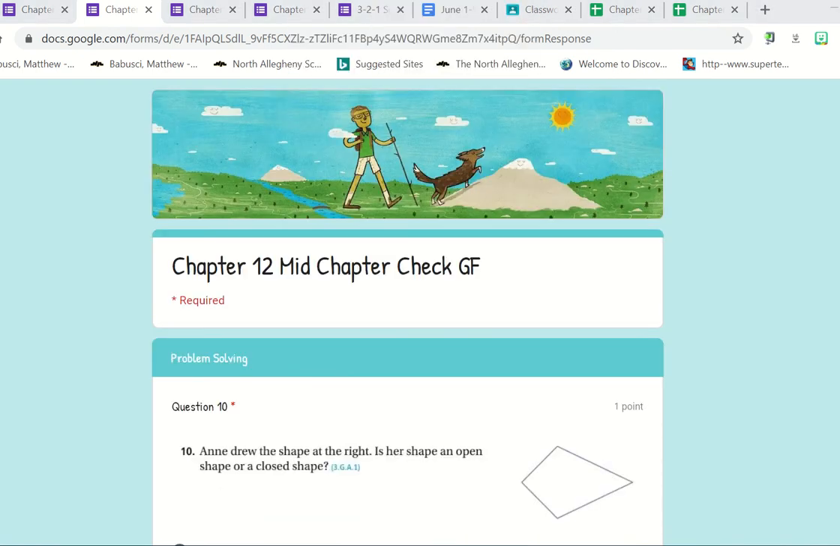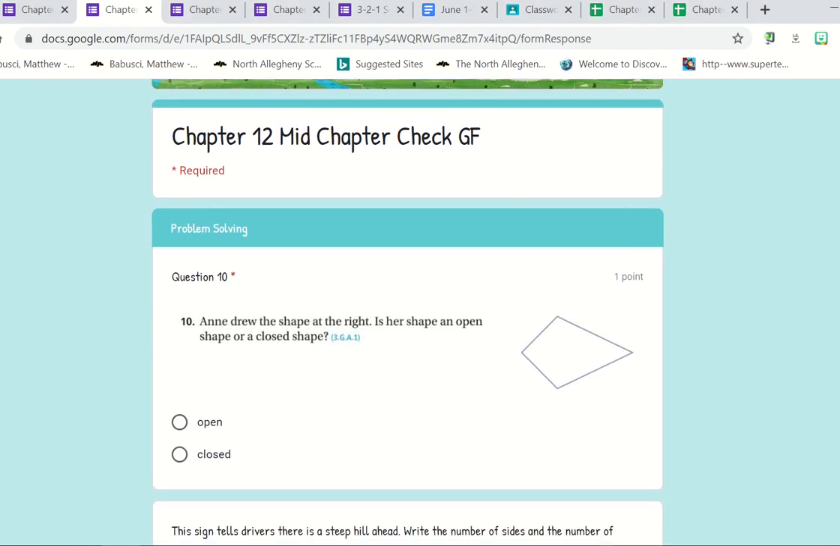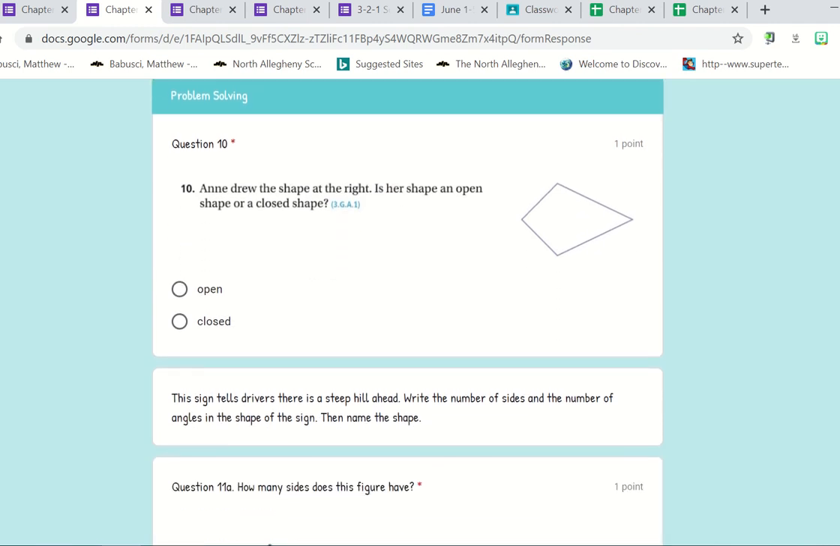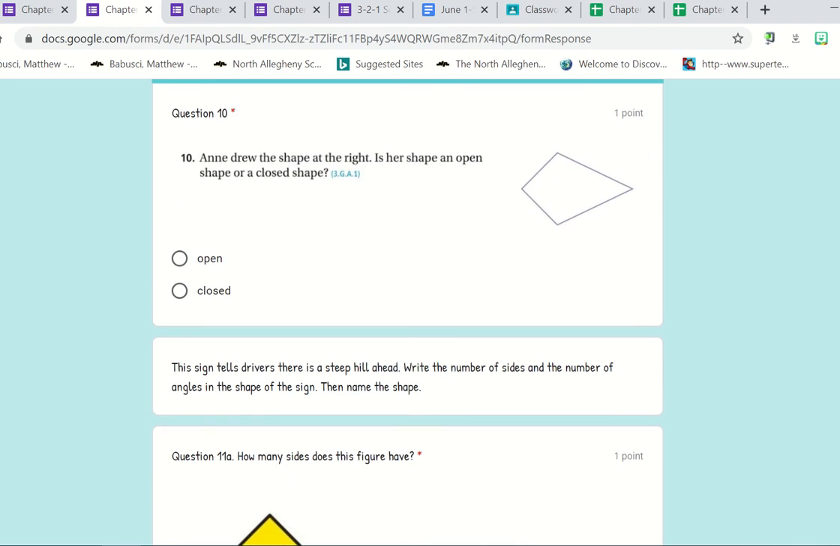And the final section is problem solving. And these questions are a little more challenging. You have to read them a little bit carefully and understand what you're being asked. And just a couple of things that you need to pay attention to.